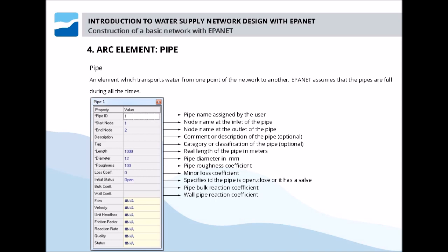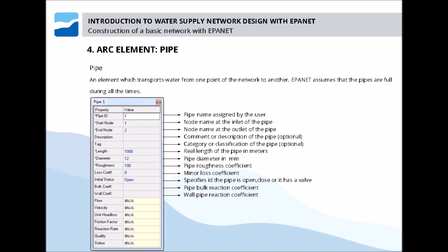We can also include identifiers, descriptions, and comments about the pipes, and we must also include the real length of the element, the diameter in millimeters, and the roughness coefficient of the pipe, which will depend on the formula we have previously set in the program preferences. That is, Darcy-Weisbach, Hazen-Williams, or Chezy-Manning.